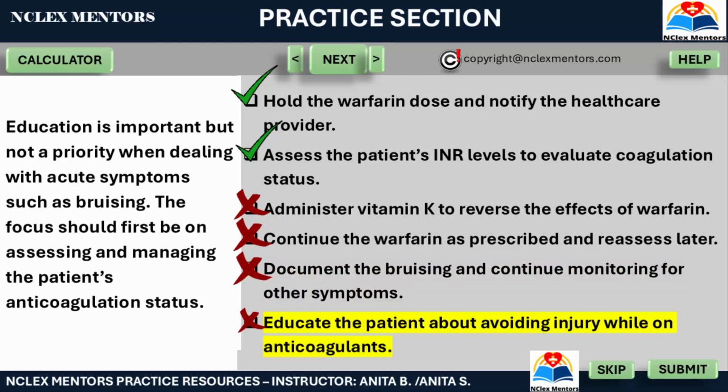6. Educate the patient about avoiding injury while on anticoagulants. This is an implementation step. So why is this incorrect? It's because education is important but not a priority when dealing with acute symptoms such as bruising. The focus should first be on assessing and managing the patient's anticoagulation status.